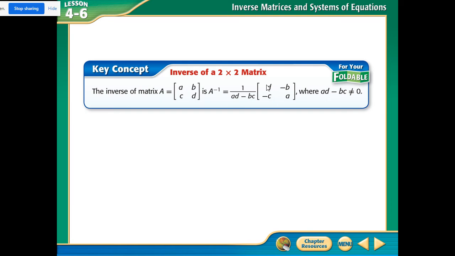A and D switch spots. So D comes up and A comes down. And C and B get made opposites, so it's negative B and negative C. So these just get flipped. This will form a fraction, and then we distribute the fraction, or it's a scalar multiplication. Now notice this little part at the end says the determinant can't be 0, because we don't want 1 over 0, which is undefined. So whenever the determinant is 0, we actually cannot have an inverse. It doesn't have one. So that is a possibility, and we have to be aware of that.